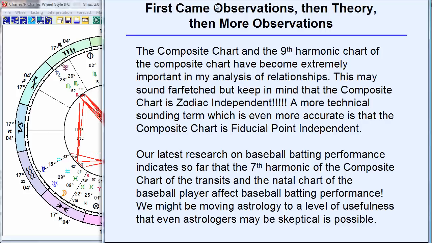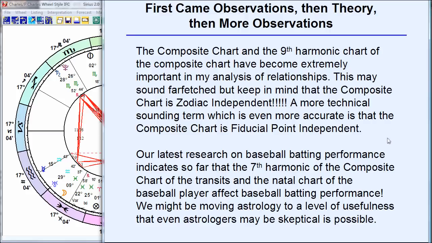Okay, so first came observations, then theory, then more observations. As I started looking at the ninth harmonic of the composite chart, that seemed to work. And now, along with two other astrologer researchers, we're studying baseball batting performance, and in the last few months, it's looking very, very strong. This research is going to go on for probably a few years because we only work on it a little bit at a time because we all have day jobs.